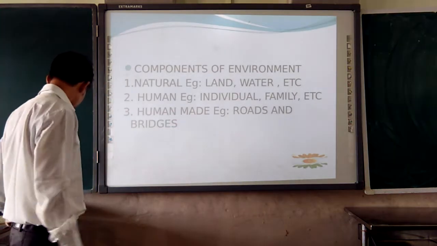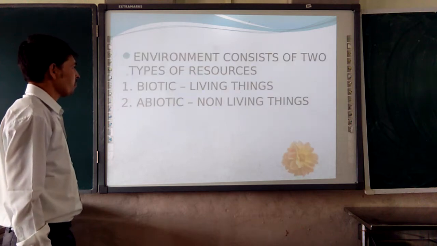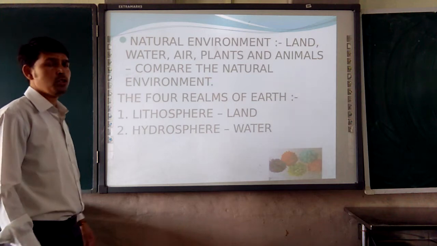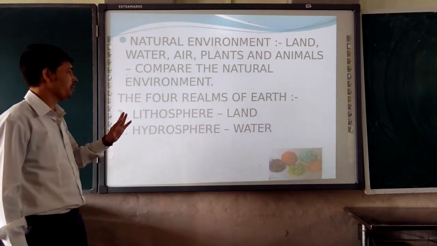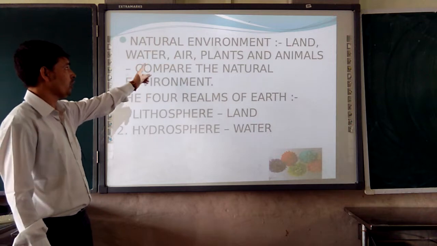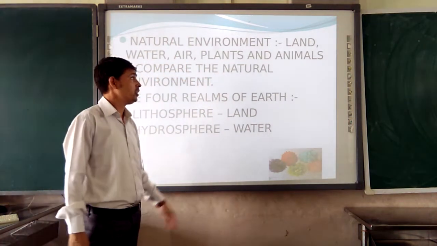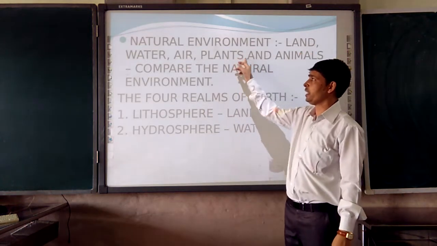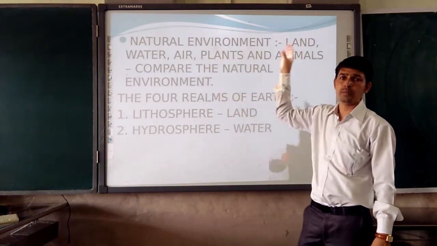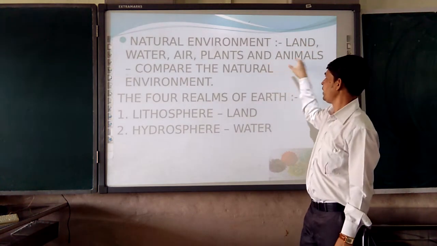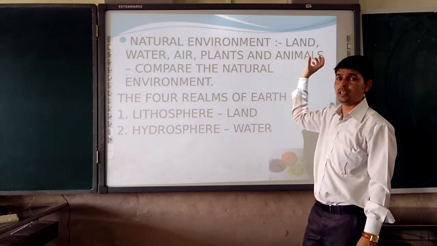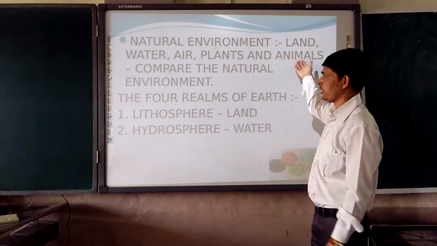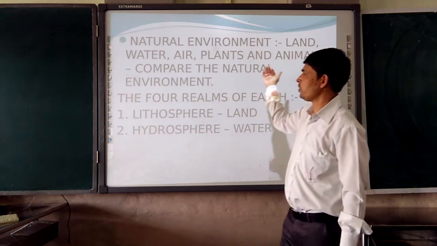This we already discussed. Then natural environment. So what is natural environment? We have already seen land, water, air, plants and animals. When we talk about plants and animals, plants denote the word flora, and animals denote the word fauna. So flora means plants, fauna means animals, which make up the natural environment.